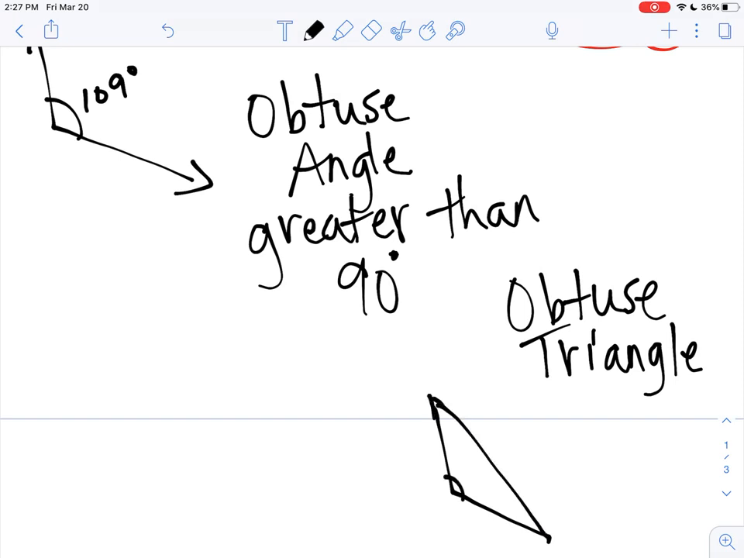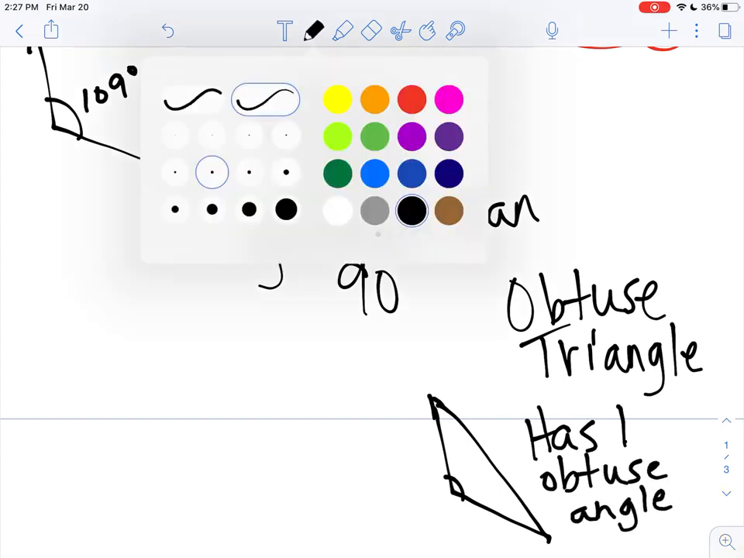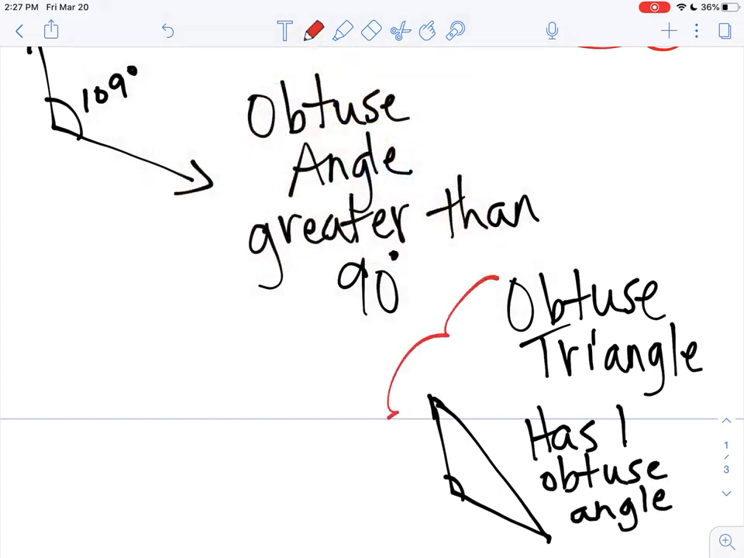So here's my obtuse angle. So my obtuse triangle would be the name of it, an obtuse triangle. It has one obtuse angle. Now, do you see how easy it was to name those? Because you already knew a lot of the information.